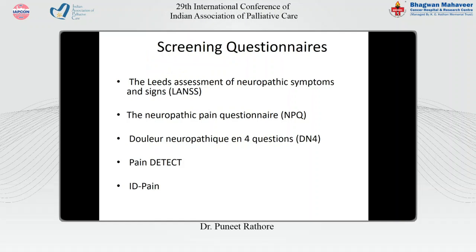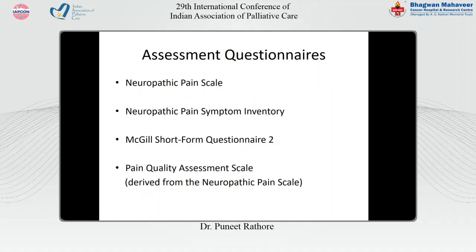The common screening tools available are the Leeds Assessment of Neuropathic Symptoms and Signs, commonly known as the LANSS scale, the Neuropathic Pain Questionnaire, the Douleur Neuropathique 4 Questions, PainDETECT, and ID Pain. And the common assessment tools available are the Neuropathic Pain Scale, Neuropathic Pain Symptom Inventory, McGill Short Form Questionnaire 2, and the Pain Quality Assessment Scale. It is again derived from the Neuropathic Pain Scale.